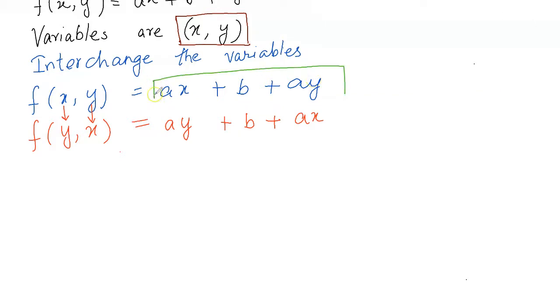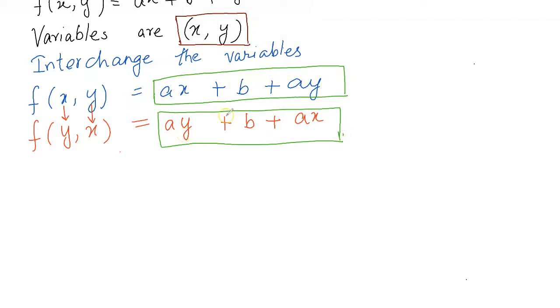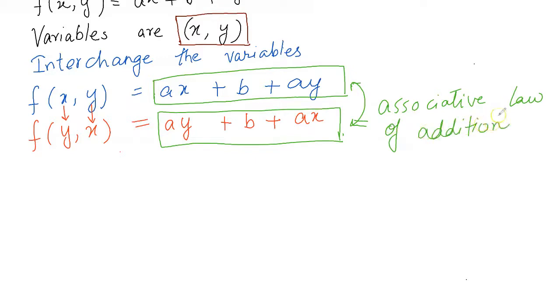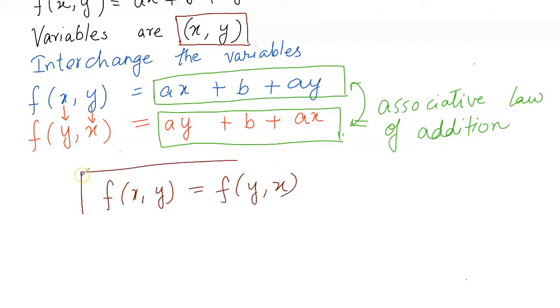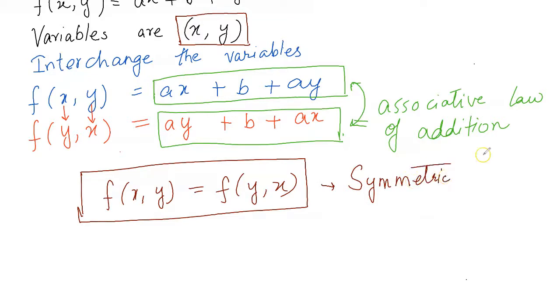Now if you see here, this is f of xy, and this is f of yx. So both are the same. So ax plus b plus ay and ay plus b plus ax are the same by the associative law of addition, right? So we can say that in this particular example, f of xy is equal to f of yx. So in this example we call it a symmetric expression. Okay, so we can identify which expressions are symmetric and which are not.